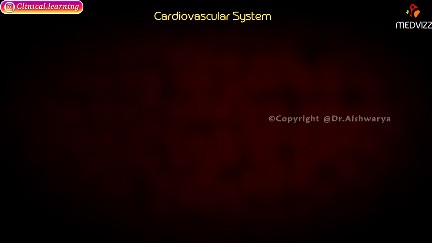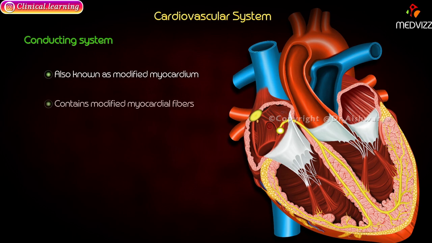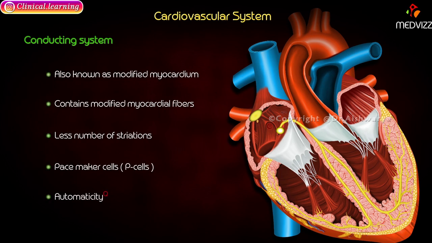Now let us talk about the conduction system of the heart. The conduction system of the heart is also called modified myocardium because it contains modified myocardial fibers. These fibers have fewer striations compared to the actual myocardium, and all 4 parts of it have small round cells called P cells, which means pacemaker cells. These cells exhibit a property called automaticity.